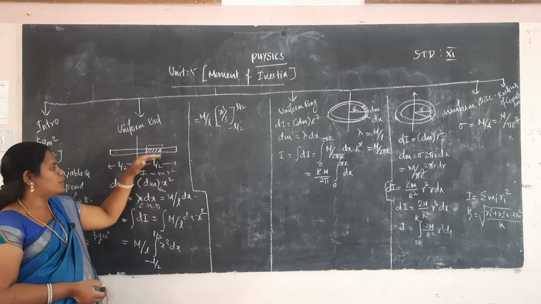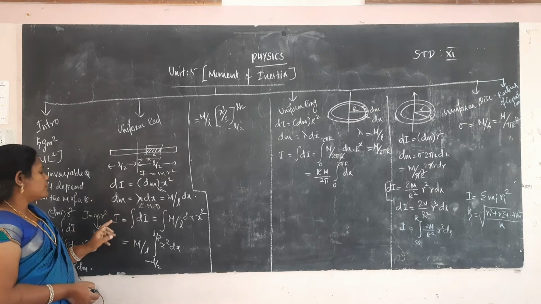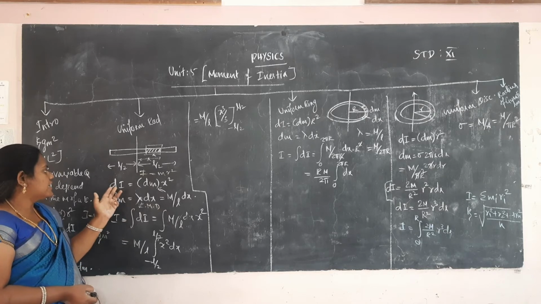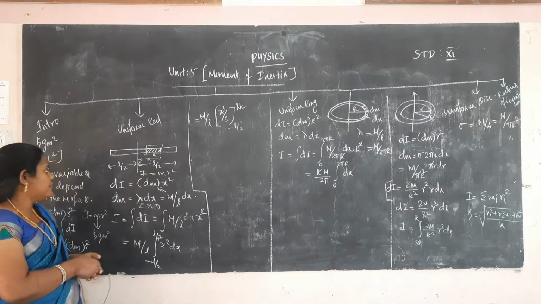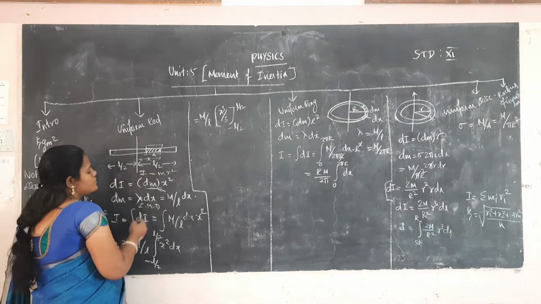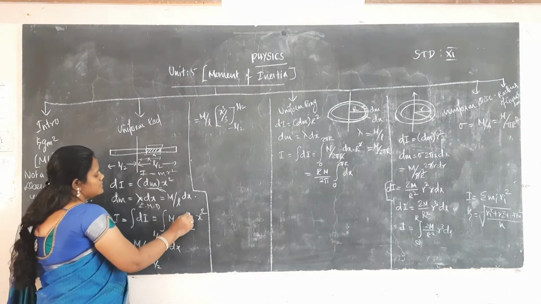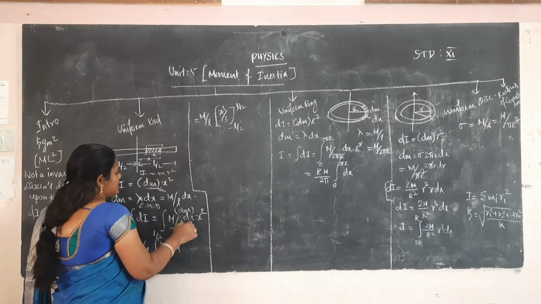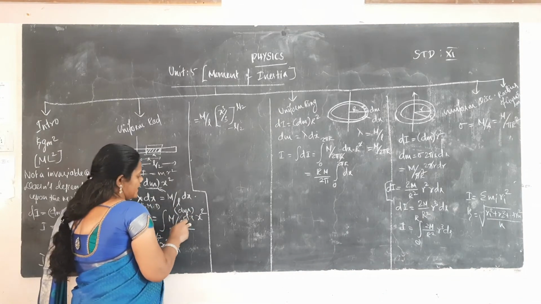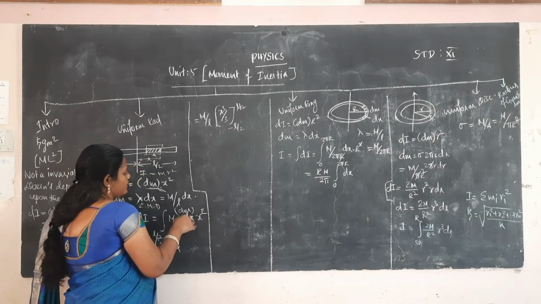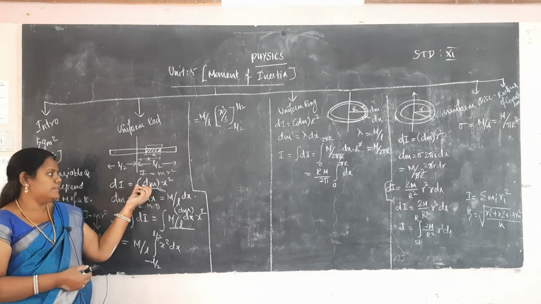Then we want to calculate the moment of inertia of the rod. So the moment of inertia I is equal to the integral of dI. We take the integration of dI and substitute the dm value. So the dm value is m by l into dx, into x square. So I is equal to the integral of m by l into dx into x square. This is the linear mass density substituted for dm, along with the x value.